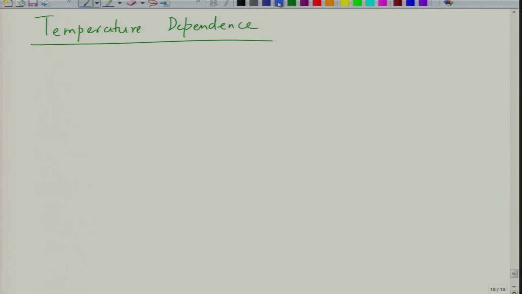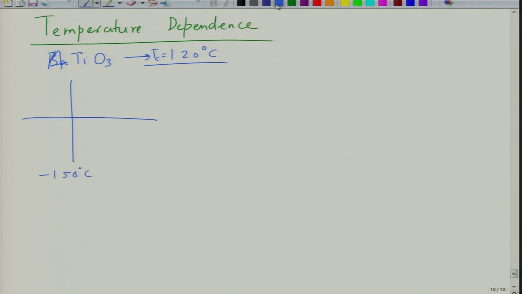let us say we have a material, so we have barium titanate example, which has a transition at nearly 120 degrees centigrade. I may be a little bit wrong, but let us assume it is 120 degrees centigrade. So, or some material ATiO3. Okay. So, Tc is this. So, as you start from very low temperature, let us say you start from minus 150 degrees centigrade, you will obtain certain ferroelectric hysteresis loop. Okay. So, this is certain hysteresis loop.